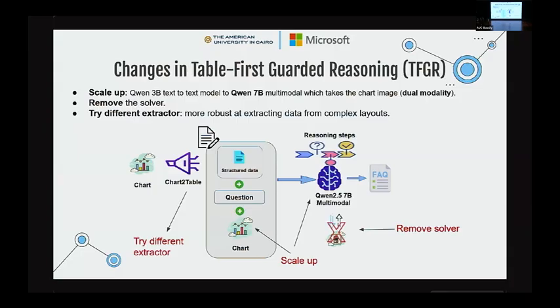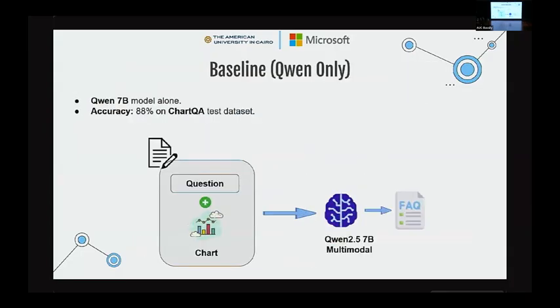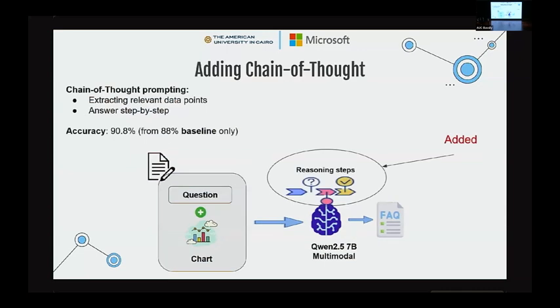So to show that this complex architecture was necessary, we decomposed the performance to see exactly how much accuracy each component contributed. Firstly, we tried just using the baseline model, which is the Qwen 7 billion multimodal model alone, and this resulted in an accuracy of 88% on the ChartQA test dataset. Then we kept the same model, but applied our chain of thought prompting. So we forced the model to explicitly extract the relevant data points from the chart images and to also derive the answer step by step. This improved the accuracy from the baseline by 2.8%, reaching a total accuracy of 90.8%.